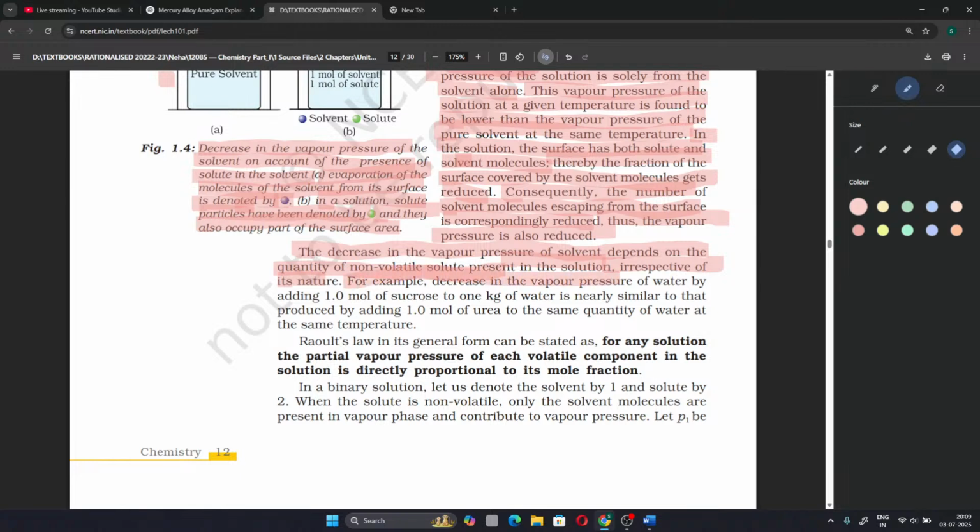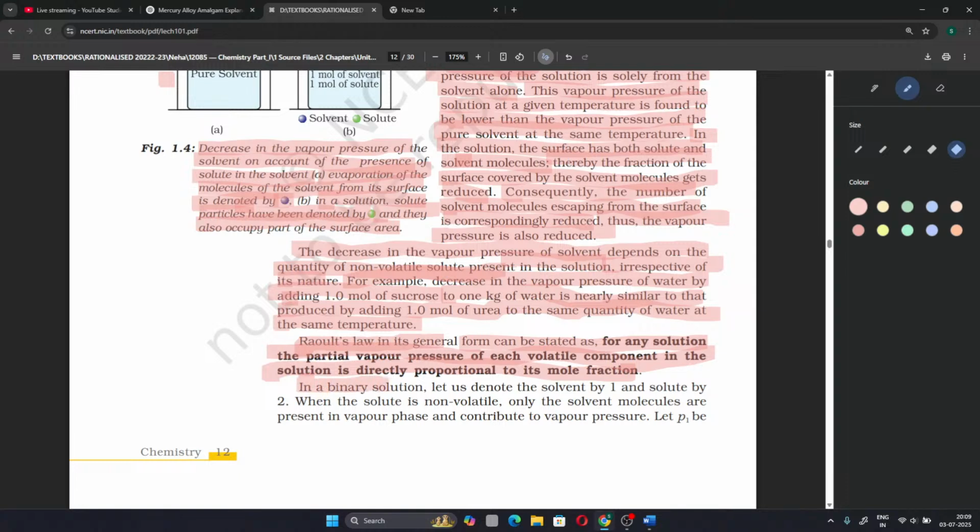For example, the decrease in the vapor pressure of water by adding 1 mole of sucrose to 1 kg of water is nearly similar to that produced by adding 1 mole of urea to the same quantity of water at the same temperature. Raoult's law in its general form can be stated as: for any solution, the partial vapor pressure of each volatile component in the solution is directly proportional to its mole fraction.